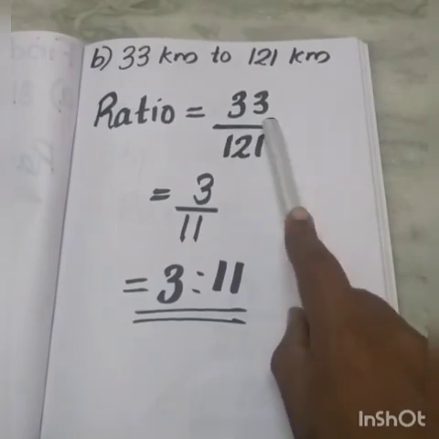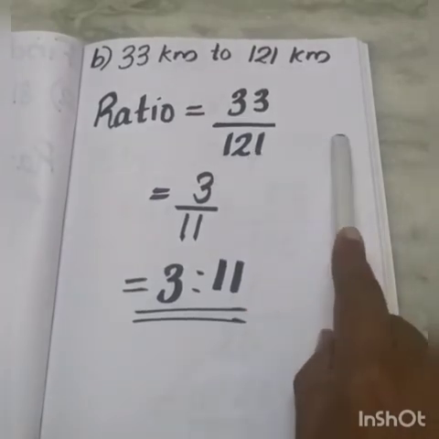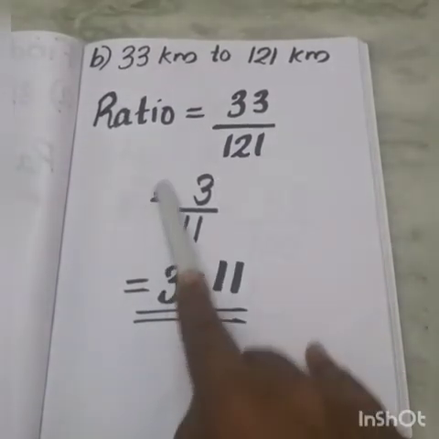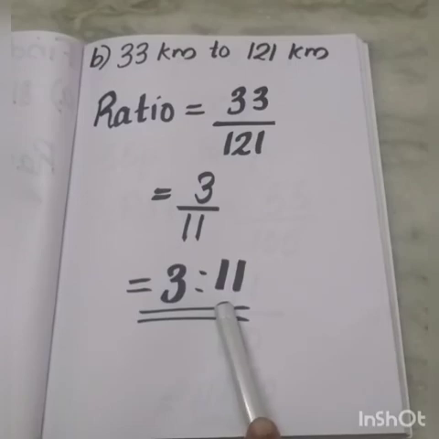So dividing throughout by the HCF, 33 divided by 11, you will get 3. 121 divided by 11, you are getting 11 itself. So what is it? 3 by 11, there are no more common factors. So the ratio is 3 is to 11.